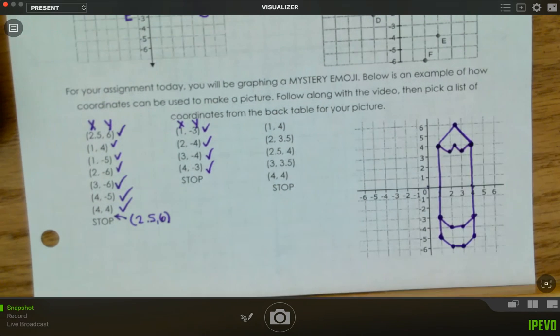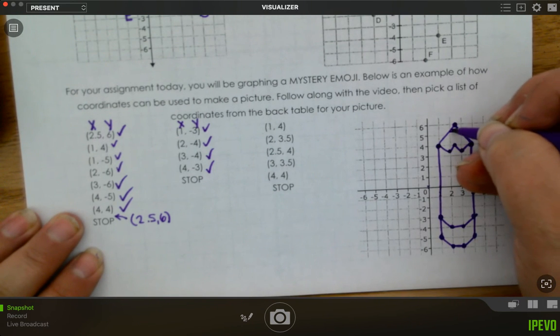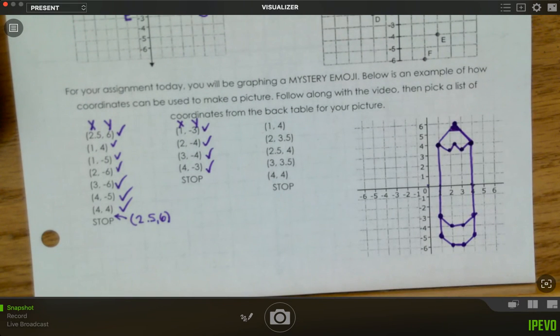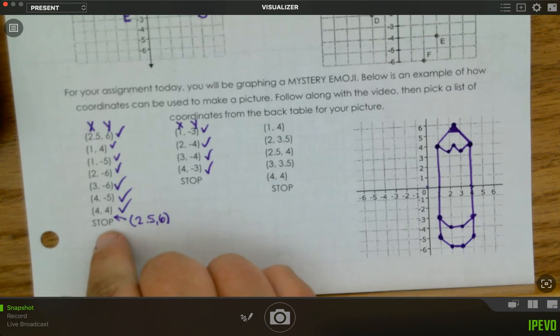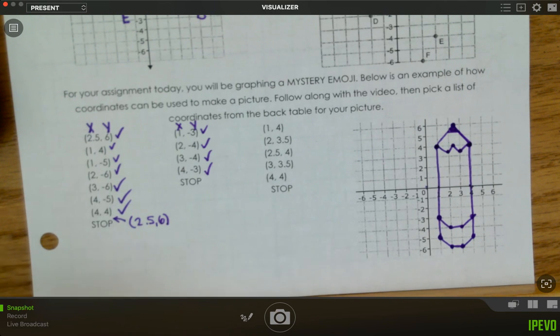We did a little zigzag. What does that look like, guys? Hopefully it looks like a pencil, and you can color it in afterwards if that helps. So you're going to go to the back, pick a coordinate picture, and do the same thing I just did. The stop means stop connecting the points, and you're going to start a new little area.